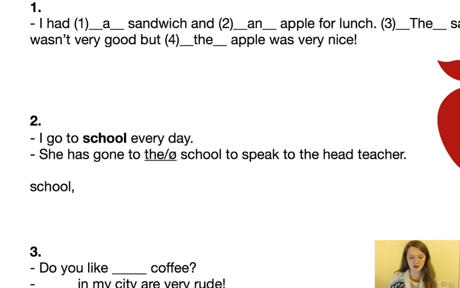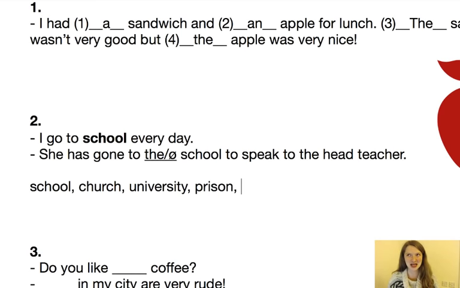I go to school every day. I go to church every day. I go to university every day. I go to prison every day to see a relative, for example. I go to jail, okay? So with certain places, you don't need the article unless it's specific, okay? So let's have a look at number 2.